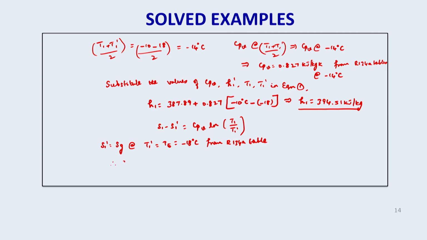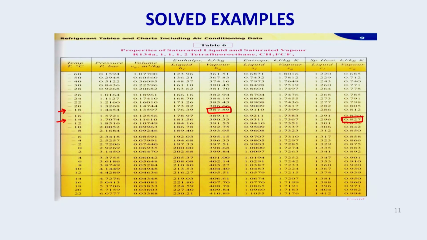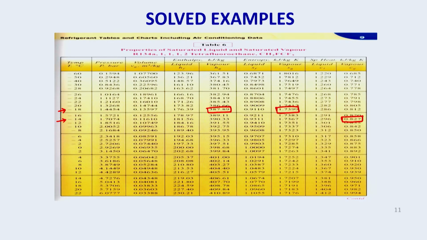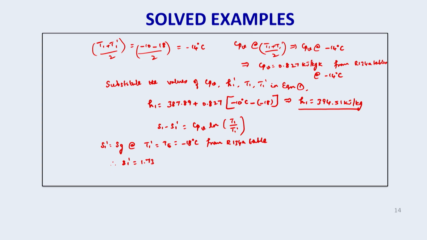Therefore, the value of S1 dash is equal to the saturated vapor entropy corresponding to minus 18. This is the liquid and the vapor entropy. So 1.7399 kilojoule per kg Kelvin. Let us take this as equation number 2.